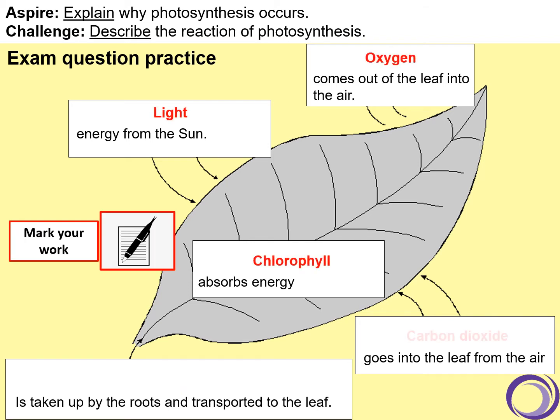So hopefully the answers that you have written down is that A was oxygen, so that comes out of the leaf into the air. B was light, and that's the energy from the sun. C was chlorophyll, which absorbs energy. D was carbon dioxide, so it goes into the leaf from the air. And E was water, and that is taken up by the roots and transported to the leaf.